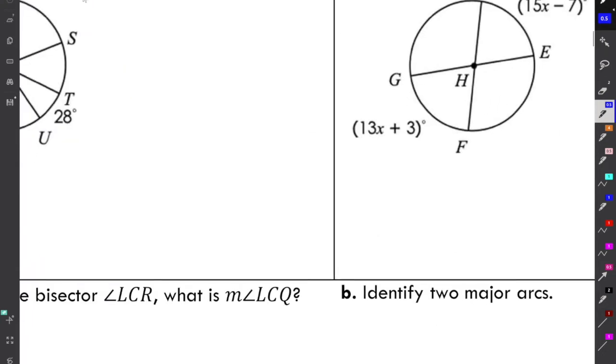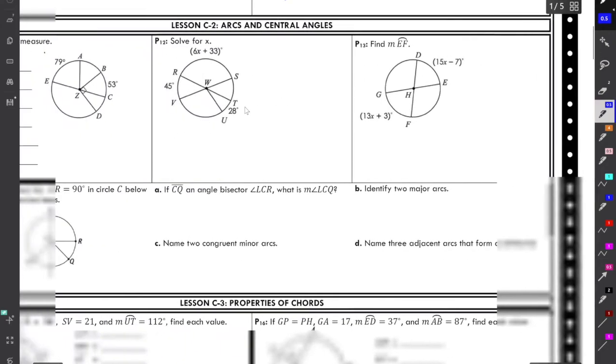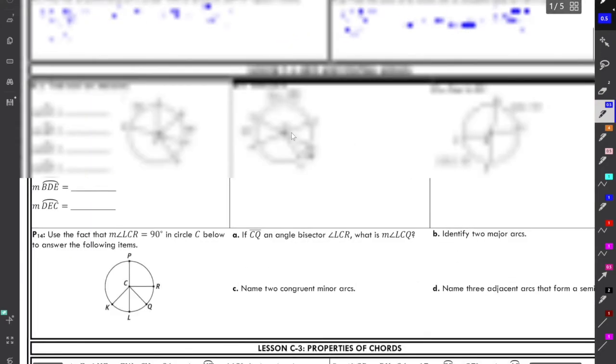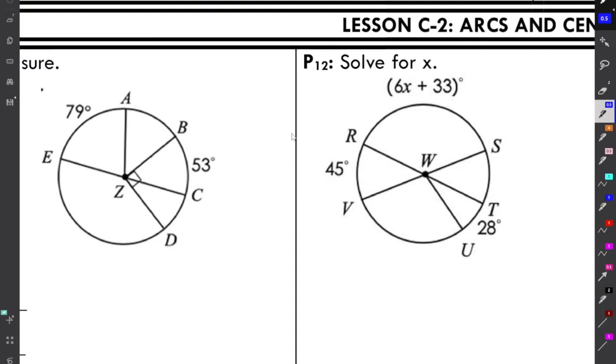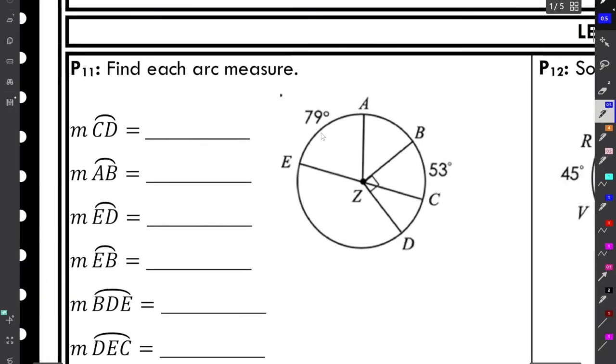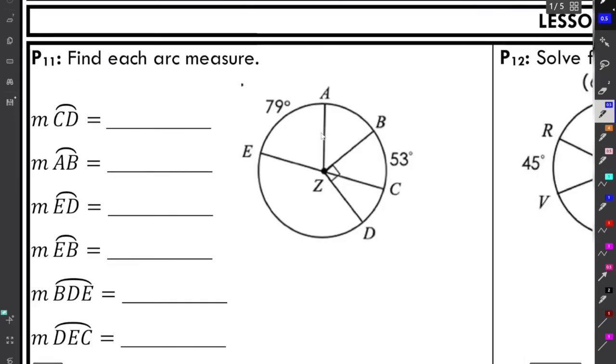We'll move on now to lesson C2, which is on arcs and central angles. If you remember correctly, a central angle is an angle that has a vertex at the center of the circle. And we're going to write down what we remember about this. When we talk about the measure of a central angle, so I'm writing up here, the measure of a central angle is equal to the measure of its intercepted arc.